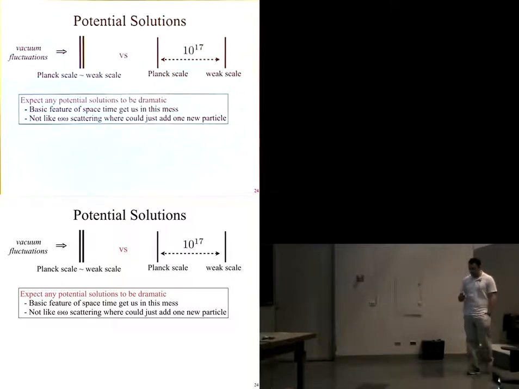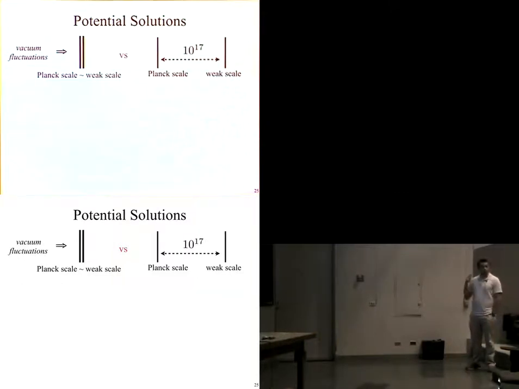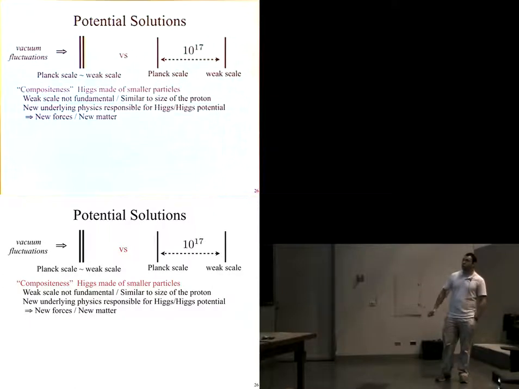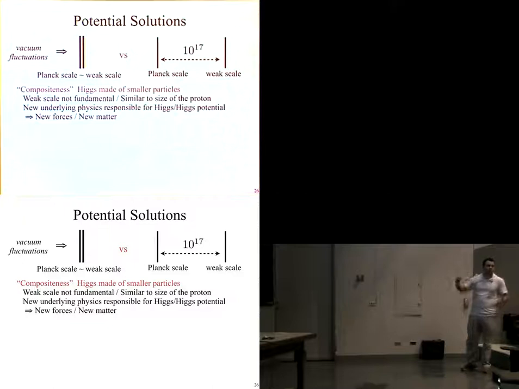But we expect these solutions, just like the case of the electron, to be dramatic, right? This is a basic feature of space-time that gets us into this, and we expect big changes. And so there's really been three ideas that have shown to work. I'll just go through those quickly.